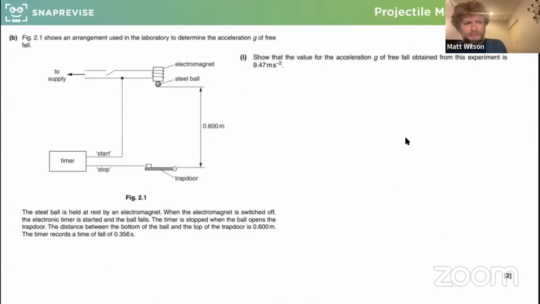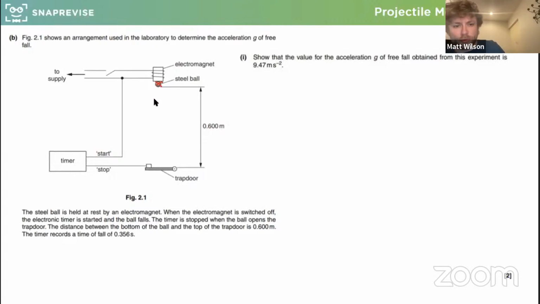Okay, another question. In this question, we're shown figure 2.1, which shows an arrangement used in a laboratory to determine the acceleration g of free fall. We're told that the steel ball is held at rest by an electromagnet, and when the electromagnet is switched off, the electronic timer is started and the ball falls. The timer is stopped when the ball opens the trapdoor.